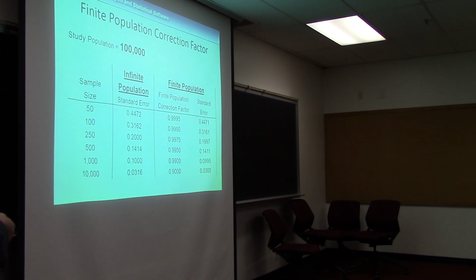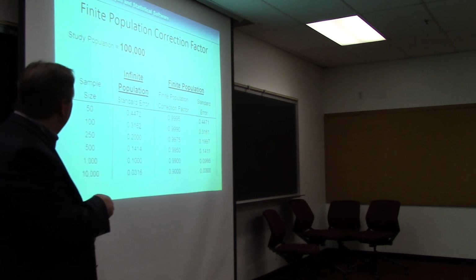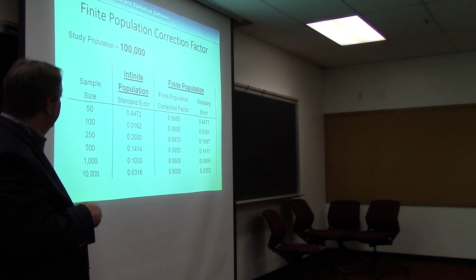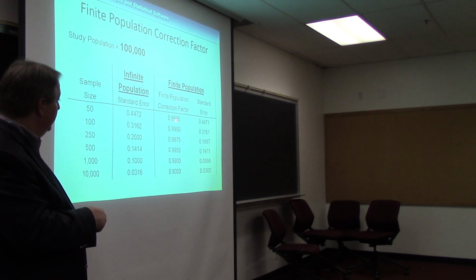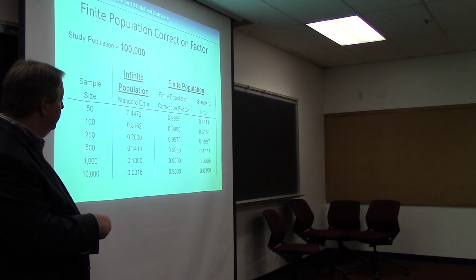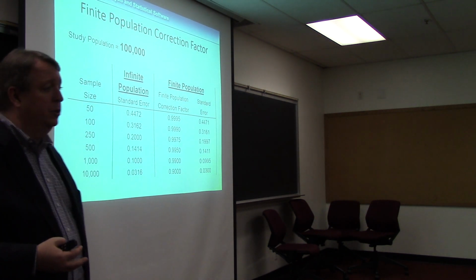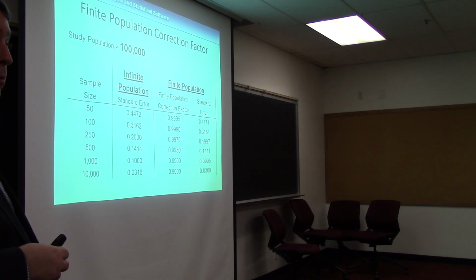So let's imagine a scenario where I have a study population of 100,000 people, maybe it's a city. If I draw a sample of size 50 from this sampling frame of 100,000 people, the finite population correction factor, I'm just going to call it FPC, would be 0.9995. So if I ignore the FPC, the standard error might be 0.4472. If I multiply that times 0.9995, it's 0.4471. So I've reduced my standard error, but I haven't reduced it by much.